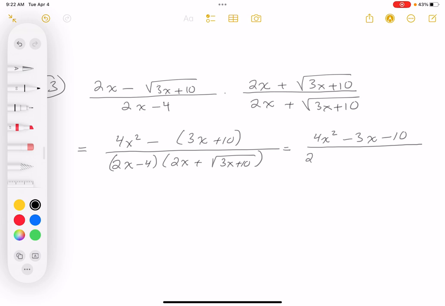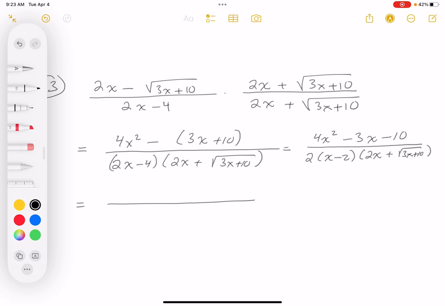And I see a 2. I see x minus 2. And then I see 2x plus the root of 3x plus 10. I'm going to continue to try to factor it. Hope there's going to be some cancellations. But I did rationalize the numerator. So let's write this down.